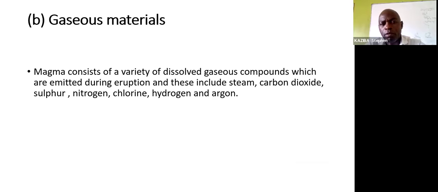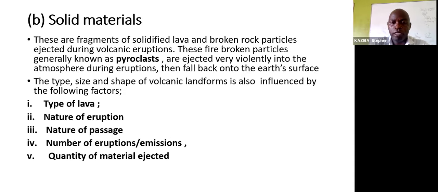Then apart from the liquid material, you also have gaseous materials. It is composed of dissolved gaseous compounds which are emitted during eruption, for example, sulfur, nitrogen, chlorine, hydrogen, etc. And this accounts for the formation of explosion craters, as we shall see. Then you also have solid materials like cinder, ash, pyroclasts. They also come out, and these ones also account for the formation of ash and cinder cones. We shall look at that.